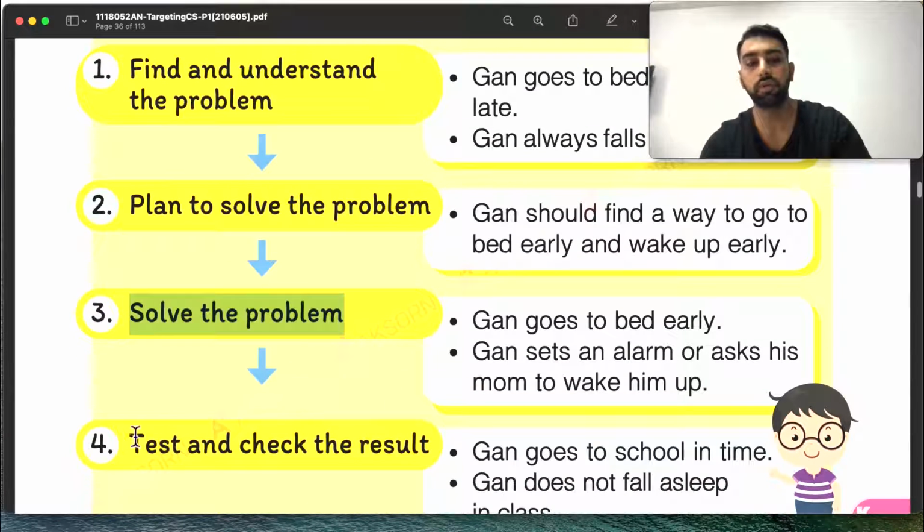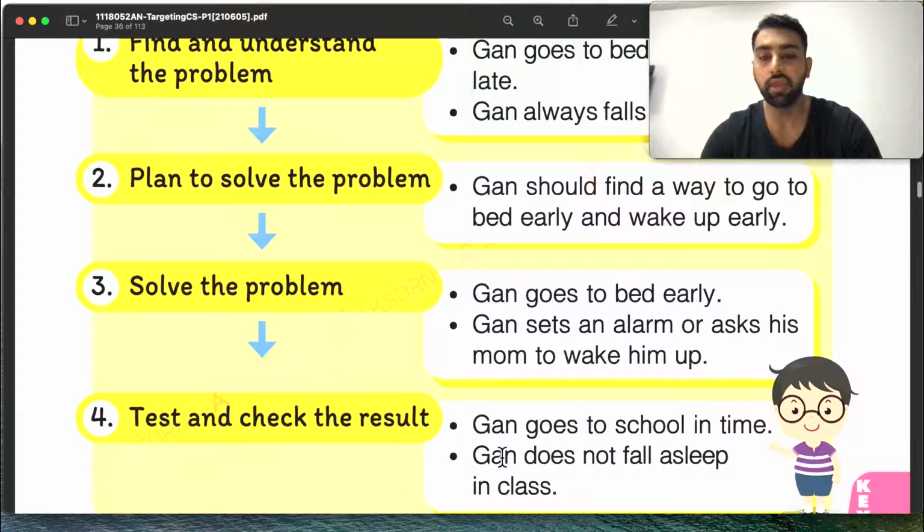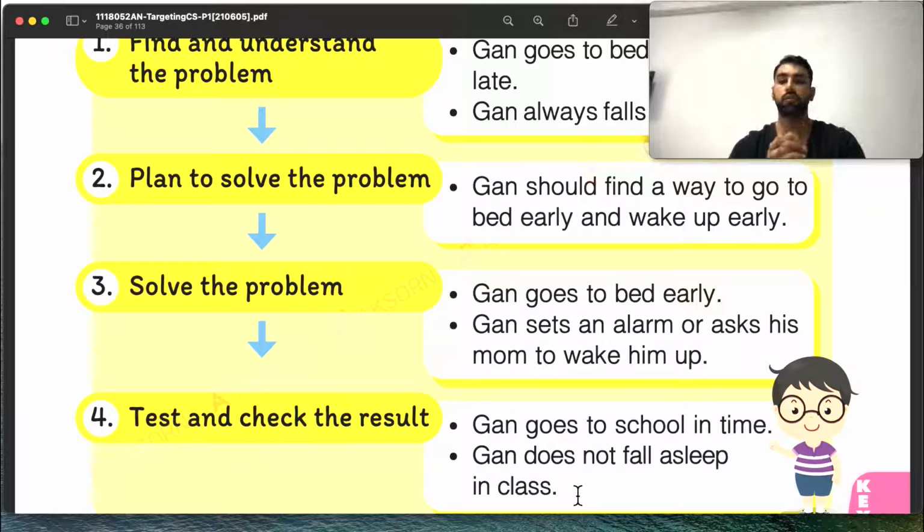And number 4 is test and check the result. Now we have to see what the result is. The result will be that Gang goes to school on time and Gang does not fall asleep in the classroom. So this is the result of this problem.